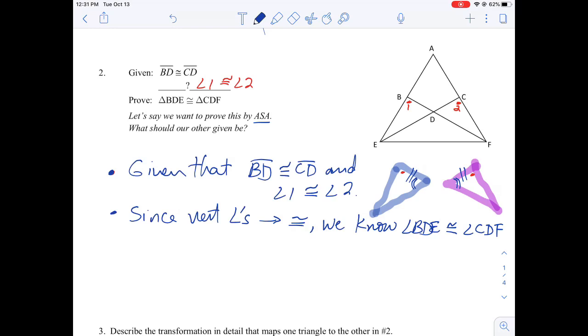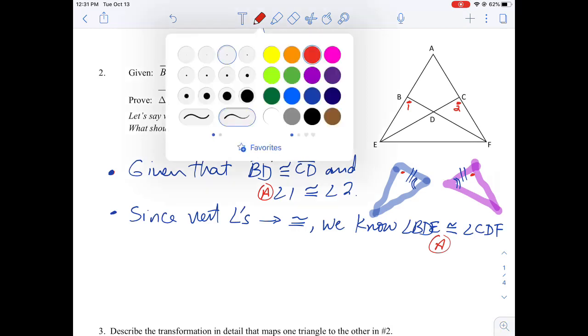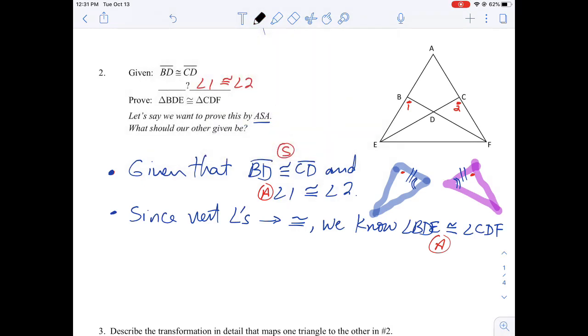Okay, so if we go back and keep track of what we know, here's a side length, here's an angle in our triangle, and here's the other angle. So finally we can say, so it's not a very long proof, just 3 steps. Triangle BDE is congruent to triangle CDF by, I would just say by angle, side, angle.